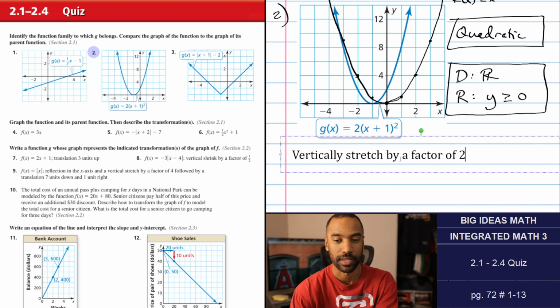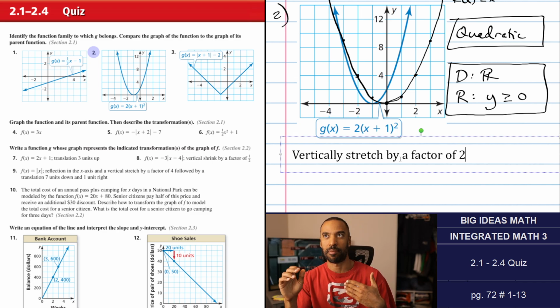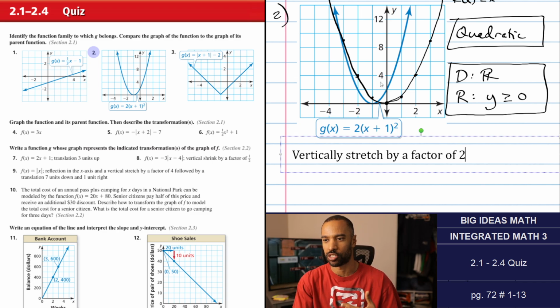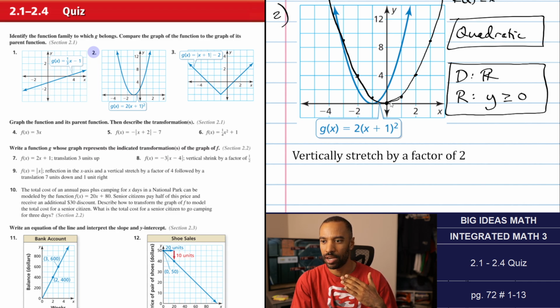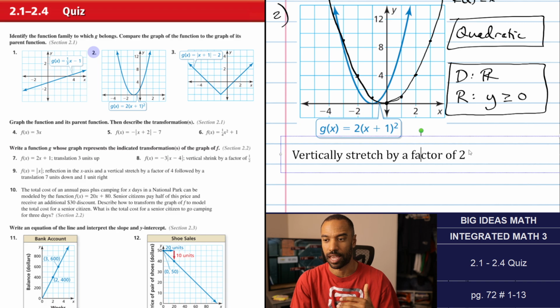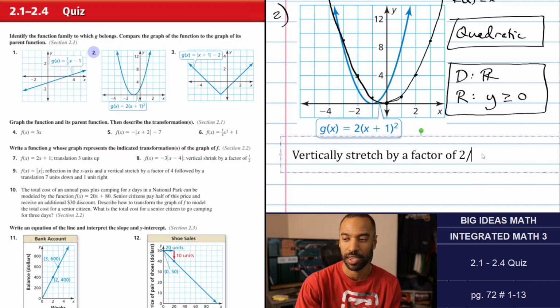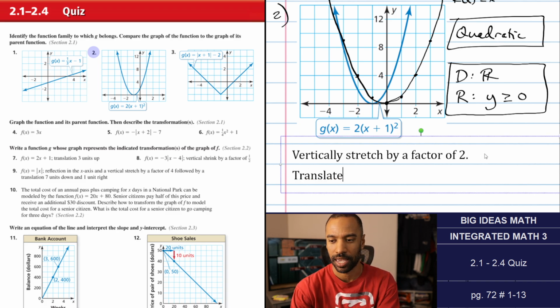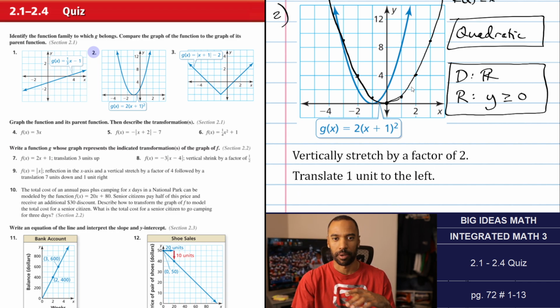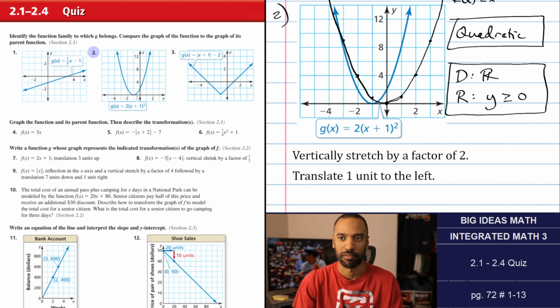And that's what's making it twice as tall, or really in your eyes maybe twice as narrow, but it's making it twice as tall. Everything here is, instead of going over 1 up 1, it's going over 1 up 2, stuff like that. Instead of over 2 up 4, it's over 2 up 8. And then you also translate 1 unit to the left. And those are the two things that's happening compared to the original function, the parent function. So that's number 2.